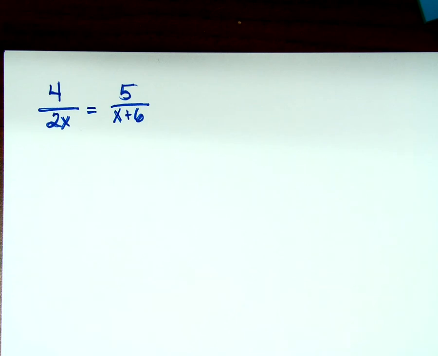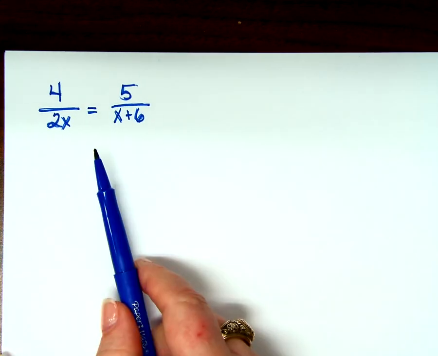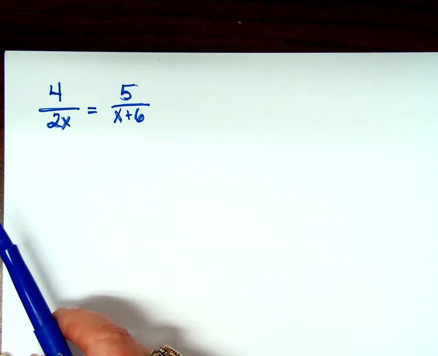How do you think we should go about solving this problem? What steps do you take when you have two fractions set equal to each other? There are several different ways to do it, just for the record. In my opinion, there's one best way. So is it okay if I just show you that one? Two fractions set equal to each other, cross multiply.